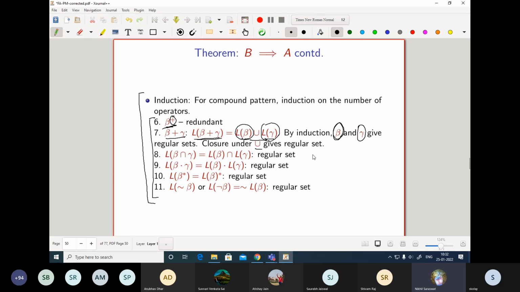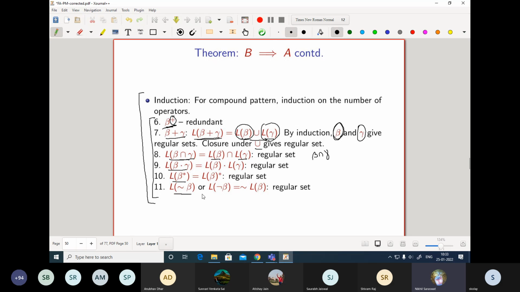Another form of a compound pattern is beta intersection gamma. So L of beta intersection gamma is equal to L of beta intersection L of gamma. Again, applying induction and the fact that regular sets are closed under intersection, L of beta intersection gamma is also a regular set. Similarly, L of beta concatenated with gamma is a regular set. You can also show the same when the compound pattern is of the form beta star, and also the same when the compound pattern is of the form not of beta.